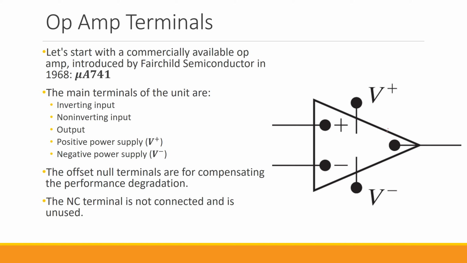These positive and negative power supply terminals are responsible for turning this op-amp on. The internal components of the op-amp need to have some direct current power provided to them at all times for the circuit to be running. Without those, you basically cannot use an op-amp.